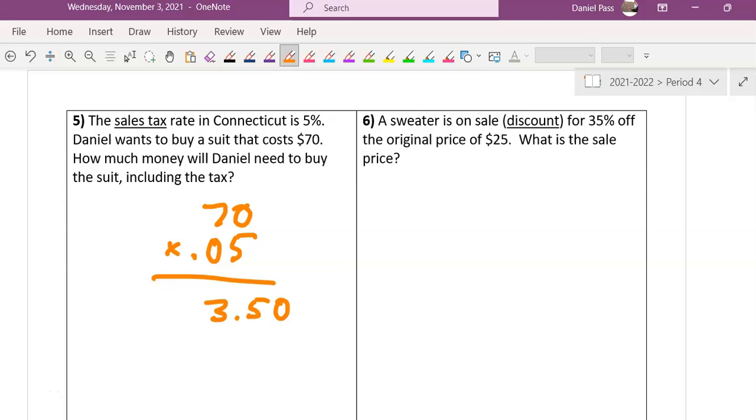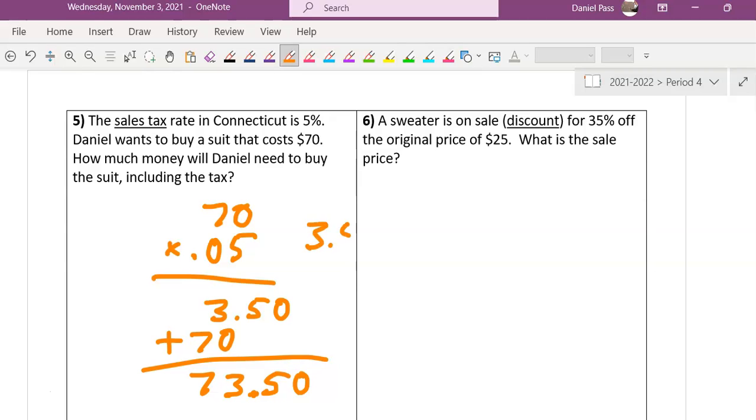Very good. So now we have to add it to the first number, so it's 70. Add 70 to that. So $73.50. By the way, the calculator will say 3.5, so you have to know that's 50 cents. Right, everyone? Yeah.